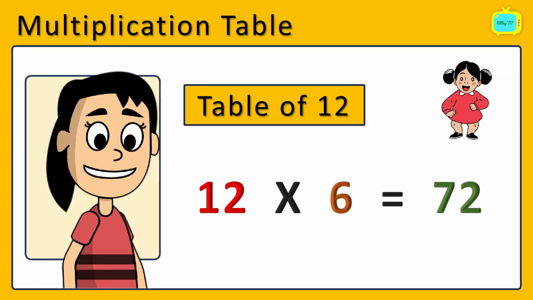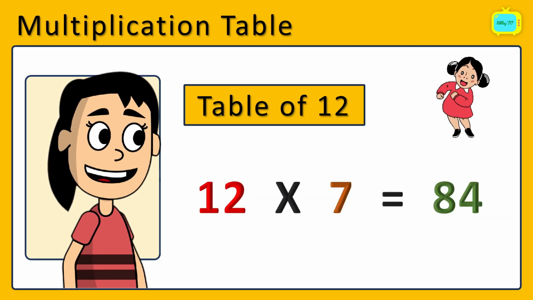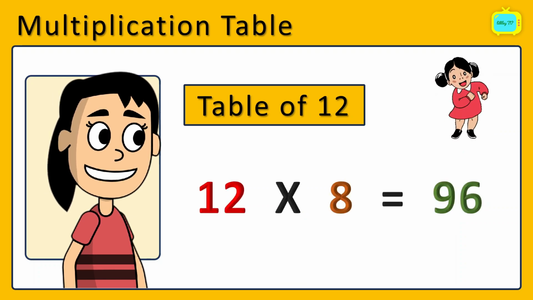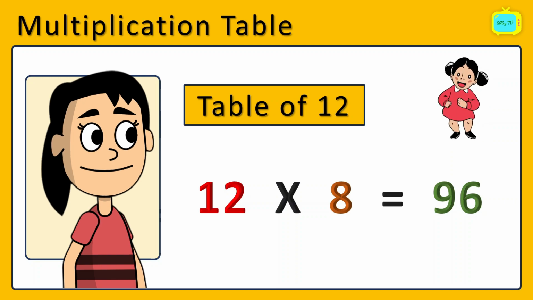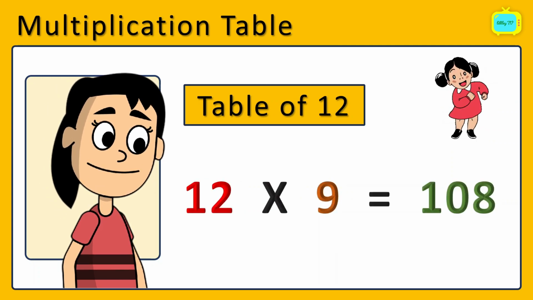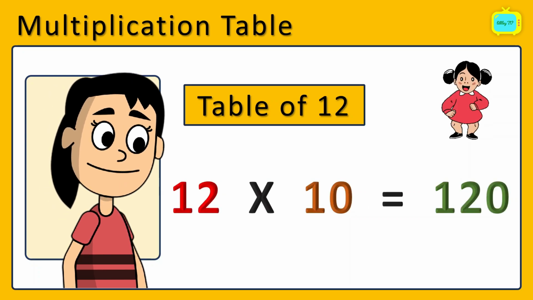12 six are 72. 12 sevens are 84. 12 eights are 96. 12 nines are 108. 12 tens are 120.